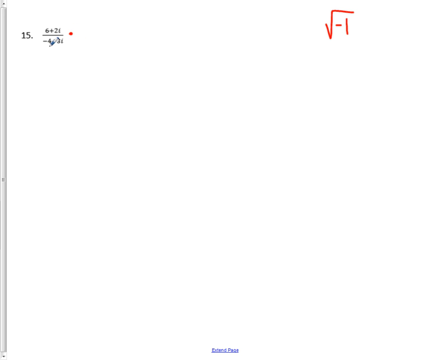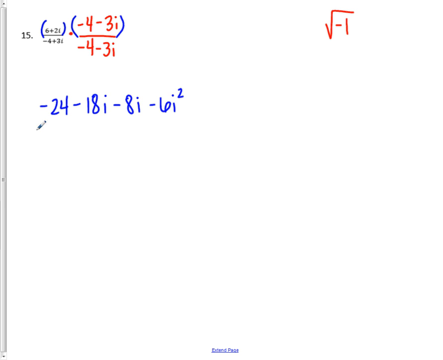And the conjugate is basically keeping the real part. So we keep the negative 4 and we change the imaginary part to its opposite. So it's minus 3i. We're going to multiply by that on top and on bottom, which is going to lead you to needing to FOIL out the top and on the bottom. So 6 times negative 4 is negative 24. Then we have minus 18i, minus 8i, and then minus 6i squared over, if I FOIL out the denominator, 16. We're going to have plus 12i and minus 12i, and then minus 9i squared.